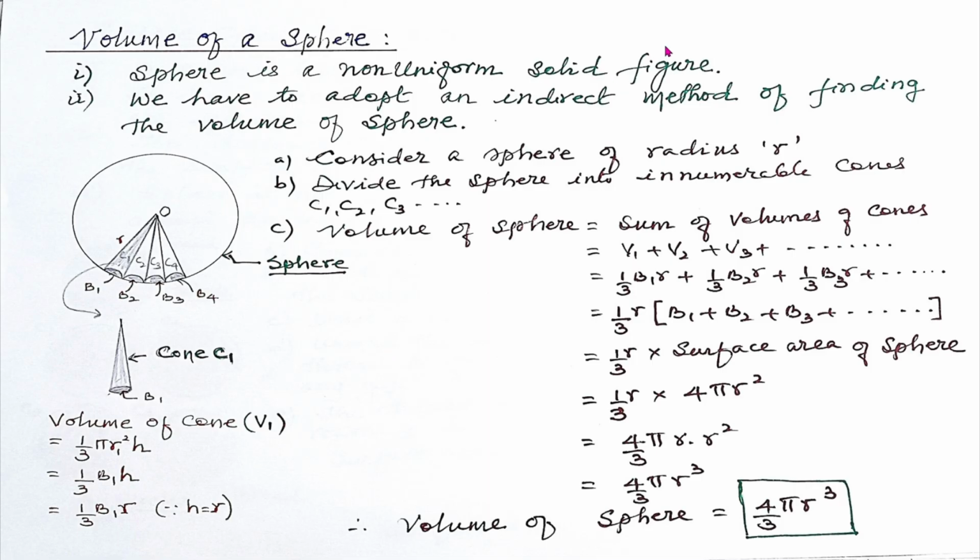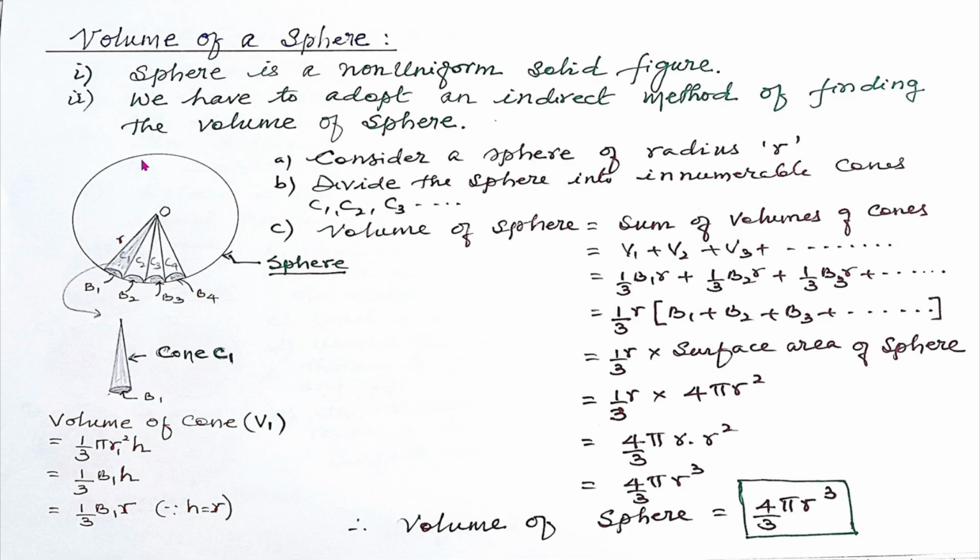Now sphere is a non-uniform solid figure. We cannot again find the volume directly. So what we have to do is go for an indirect method, and the indirect method is very simple. We have to adopt an indirect method of finding the volume of sphere, and the method is to divide the sphere into a number of cones.